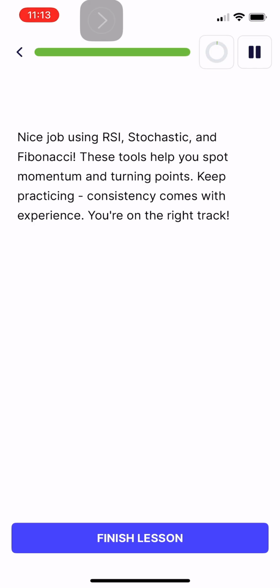Nice job using RSI, stochastic, and Fibonacci. These tools help you spot momentum and turning points. Keep practicing. Consistency comes with experience. You're on the right track.